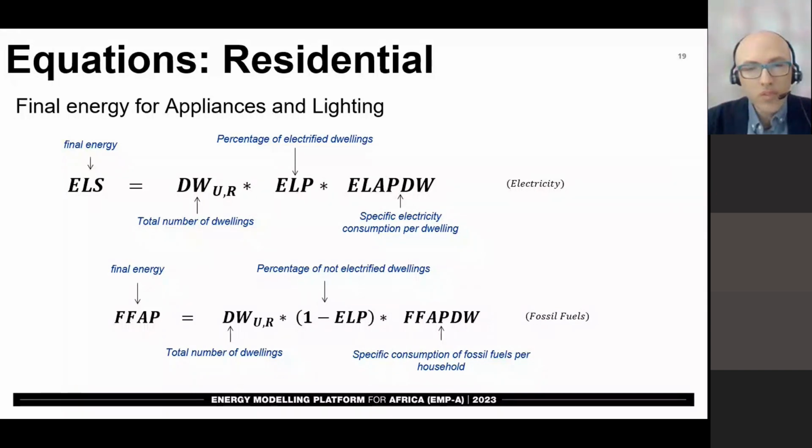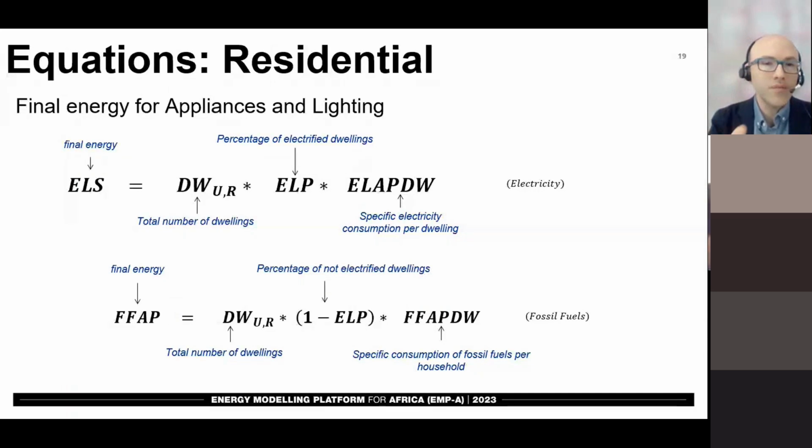And for fossil fuels, people who are not electrified will use fossil fuels, and that's why the final energy consumption for fossil fuels will be the total number of dwellings multiplied by 1 minus the percentage of electrified dwellings. This is, in fact, the percentage of non-electrified dwellings, and we multiply that by the specific consumption of fossil fuels per household.